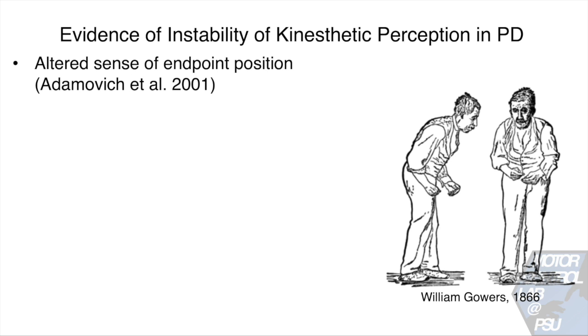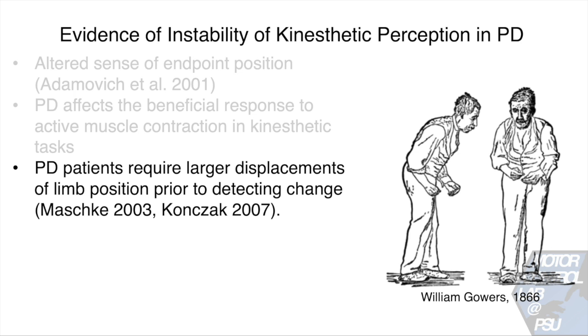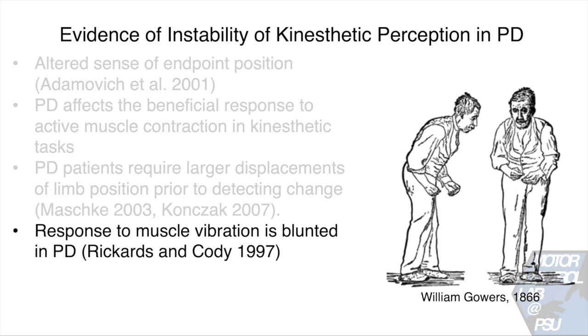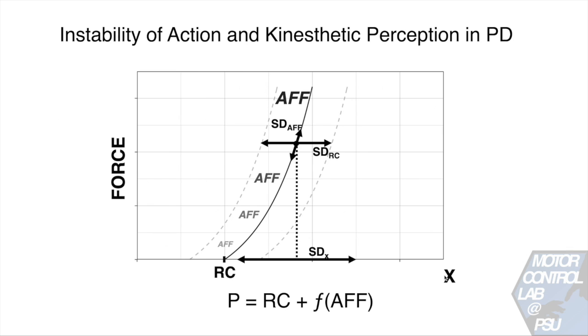But what about perception? Parkinson's disease elicits altered sense of endpoint position. It affects the beneficial response to active muscle contraction in kinesthetic tasks. Further, it is harder for patients with Parkinson's disease to detect motion of their limbs, and they have a blunted response to muscle vibration, while also affecting patients' sense of lower extremity force production. Putting it all together now.